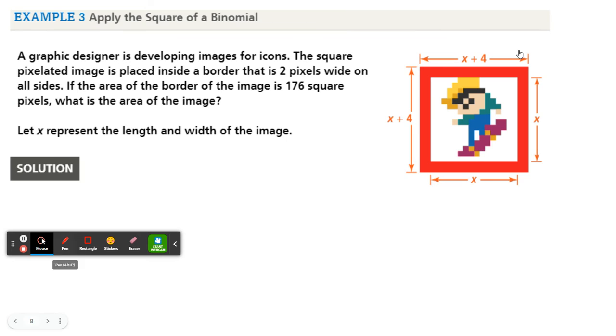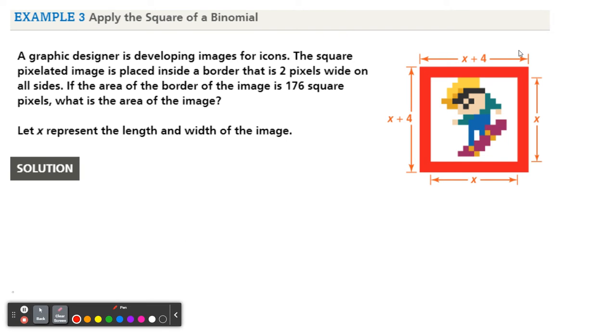Okay, and last but not least, a little word problem here. So this problem says that a graphic designer is developing images for icons. The square pixelated image is placed inside a border that is 2 pixels wide on all sides. If the area of the border of the image is 176 square pixels, what is the area of the image? Let x represent the length and width of the image, right? So here we go. So we have this picture.